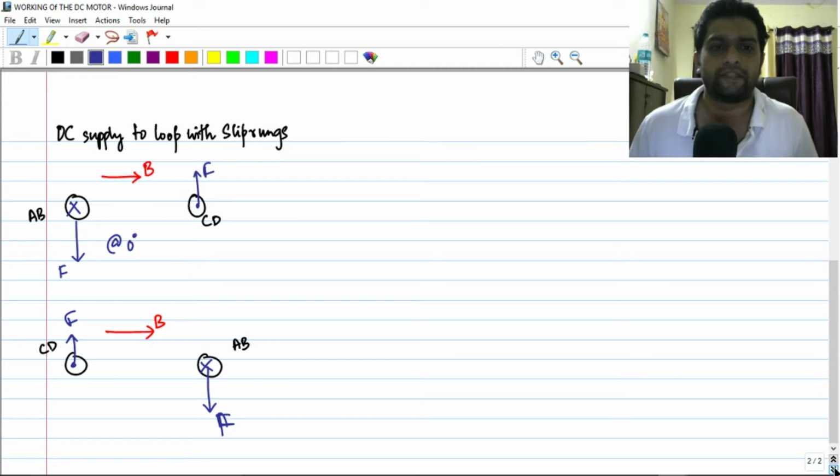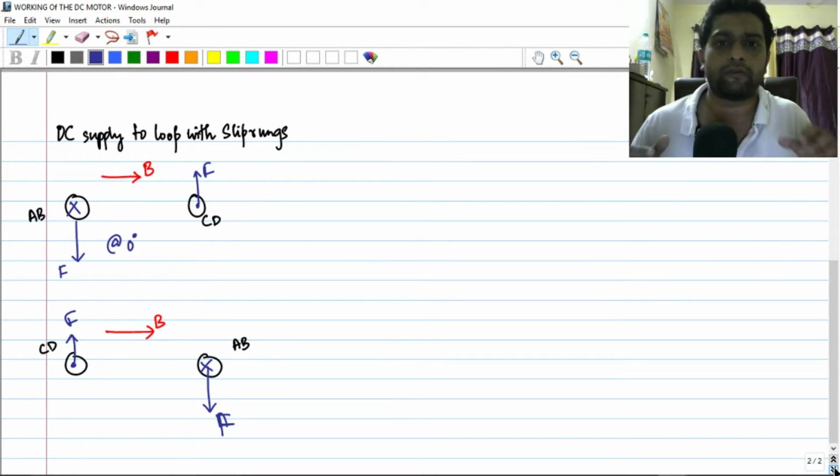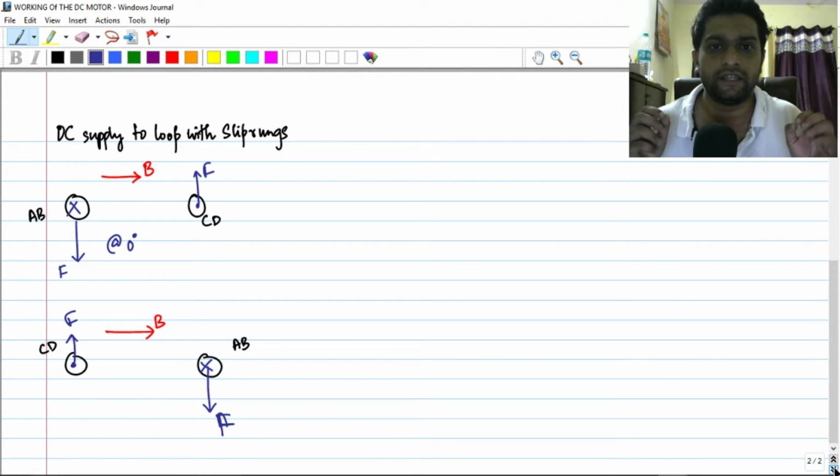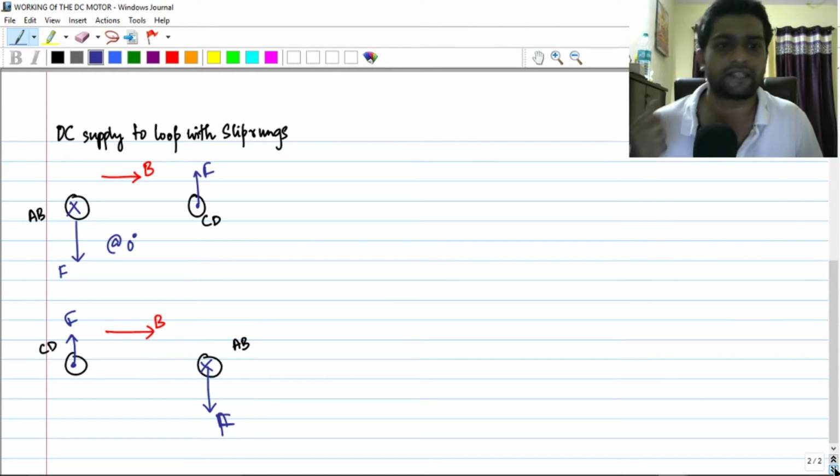Hello friends, in the previous session what we have seen is that when you connect a loop of wire with a slip ring and you connect it to DC, the loop of wire starts rotating, but however due to torque reversal it comes back to its original position. On the screen you can see I have summarized it in a simple drawing here.